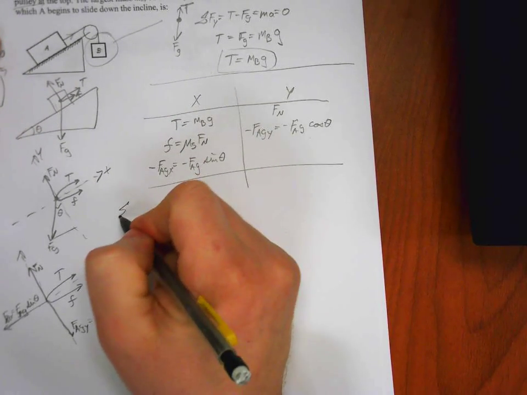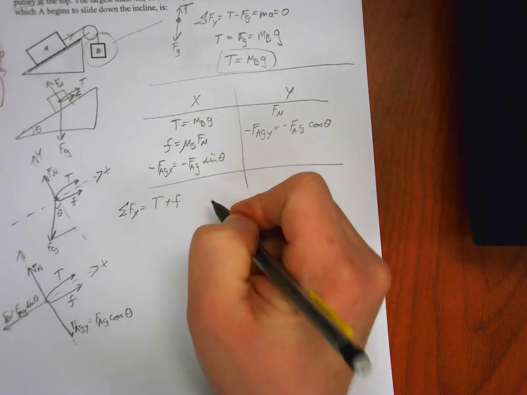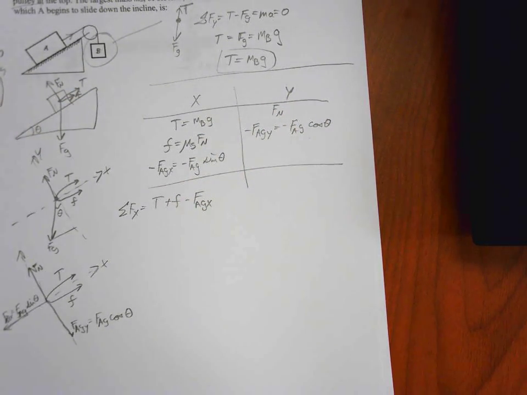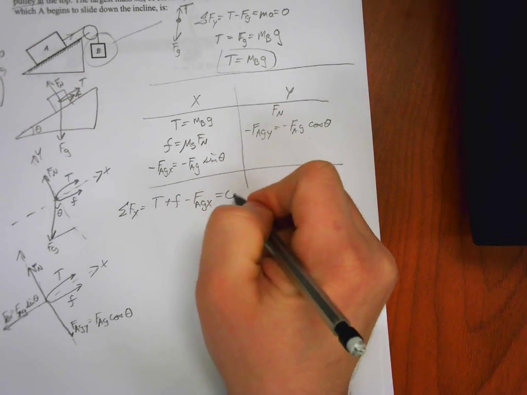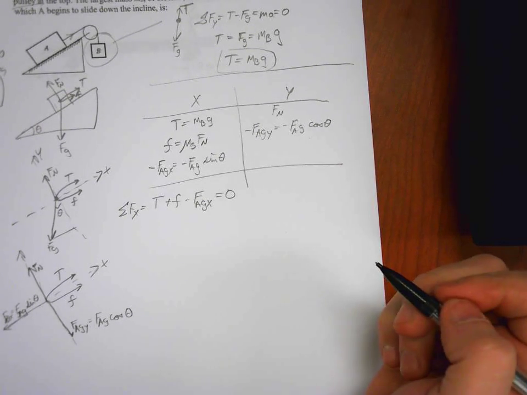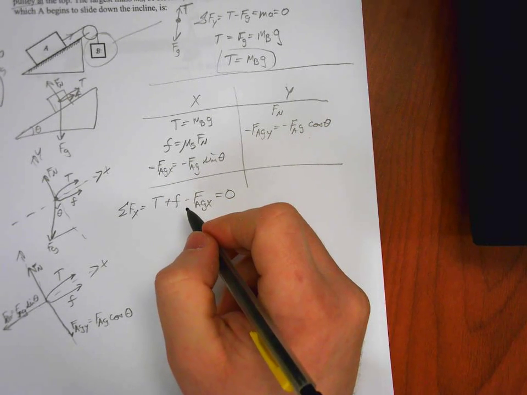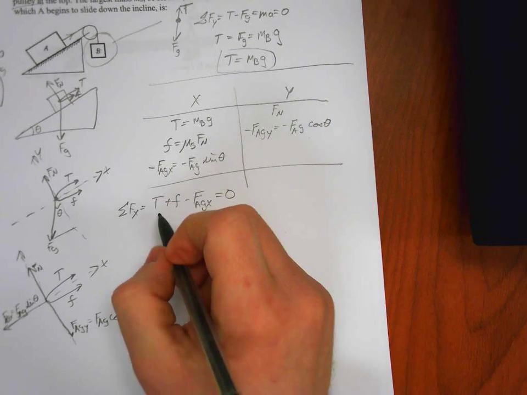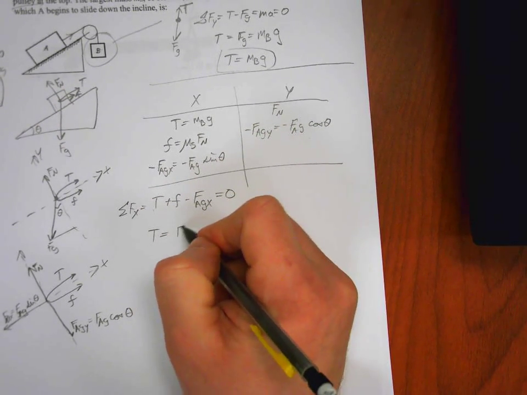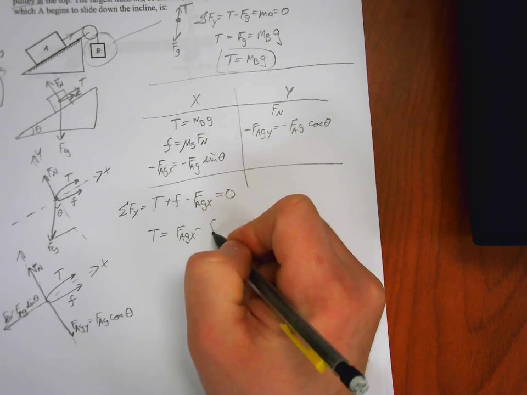Okay, let's sum up these forces. The sum in x equals T plus friction minus Fagx, and that's not moving, so we're setting that equal to 0. If I expand this some more, what are we after? We're after mB, so we're probably going to have to solve for T. So let's do that. T equals Fagx minus the force of friction.